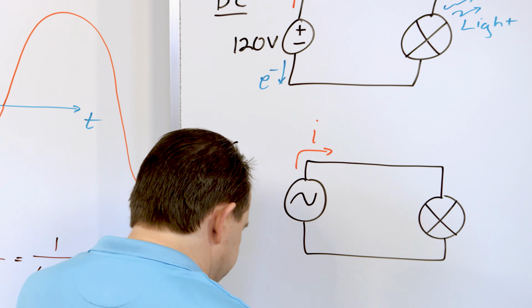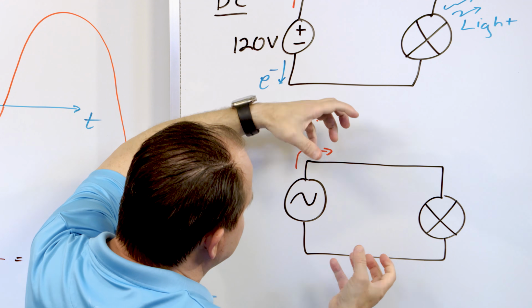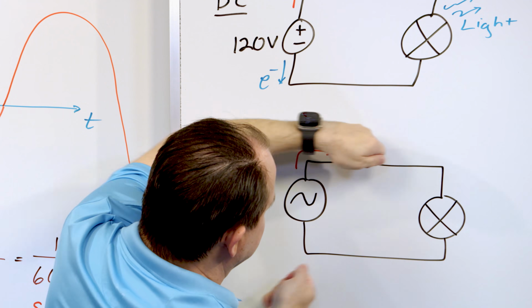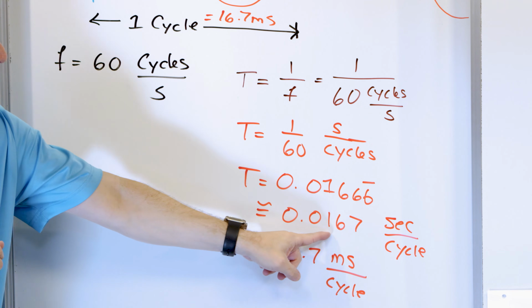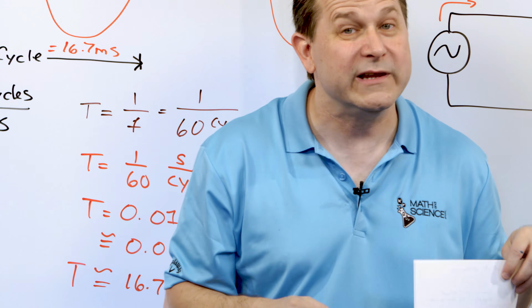So what's going on is really and truly like dental floss. If you could grab the wires, or if you could grab the electrons in the wires, then it would be like, back and forth. And how fast would that be? One cycle would be 0.0167 seconds, which is 16.7 milliseconds, which is really, really fast.